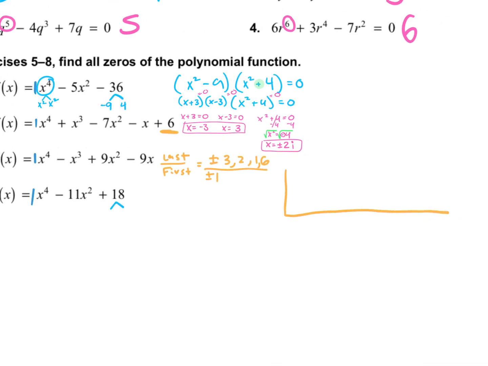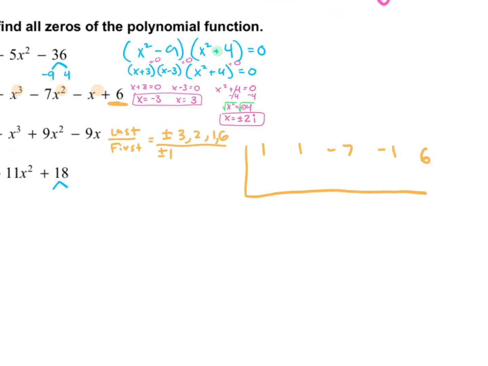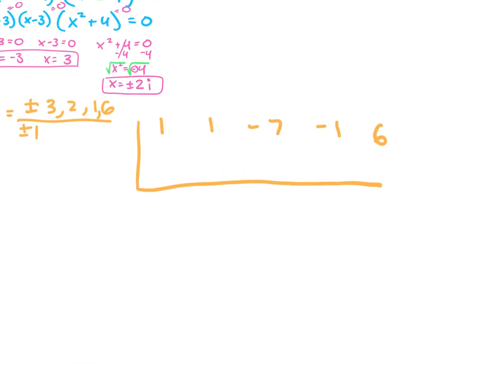So inside the box, make sure you're not missing any terms. We have x to the 4th power, 3rd power, 2nd power, 1st power, no x. So we're good there. So in the box, we have 1, 1, -7, -1, and 6. What do you want to try first? 3. Sure, let's try 3. Drop down the 1, multiply, add, we get 4, 12, 5, 15. Is 3 going to work?